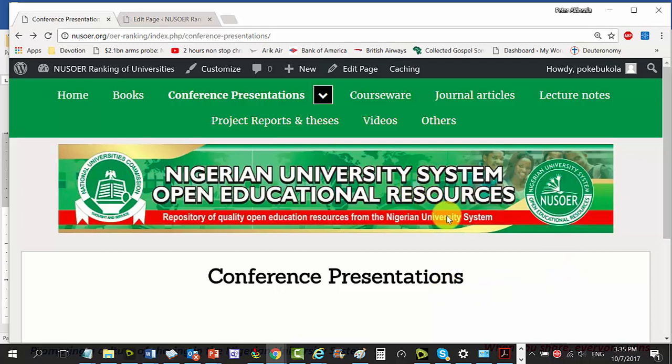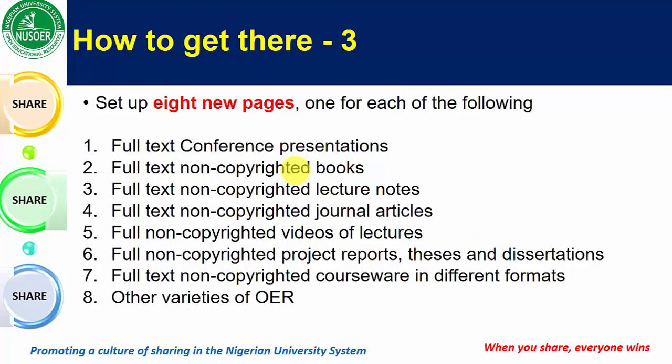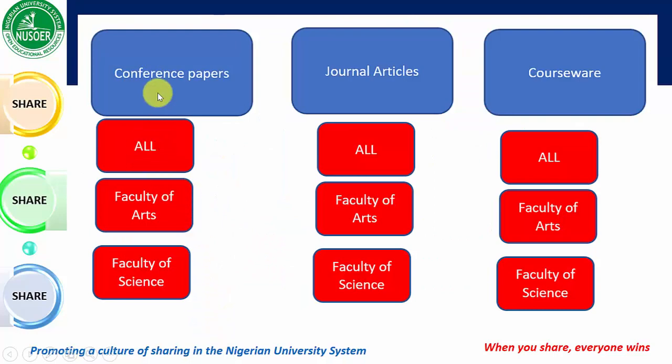To summarize, we want you to retain what you have before. As I was saying, you keep what you have. Don't disturb it. But what you need to do is get a separate platform where you have 8 different pages. The 8 different pages, as you notice, you will aggregate and put all of them together: journal articles, courseware, all the 8 will be there.